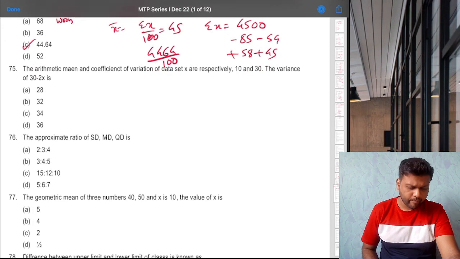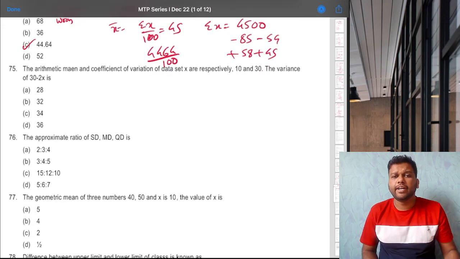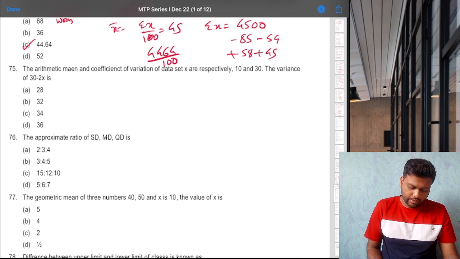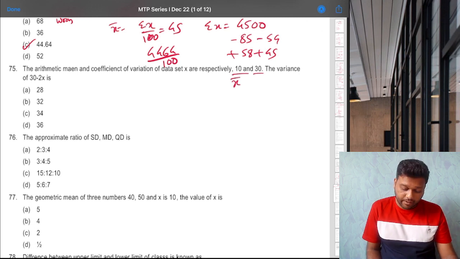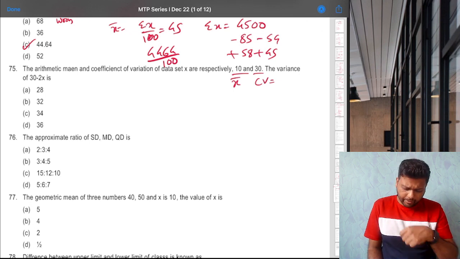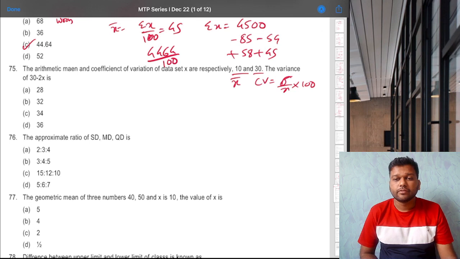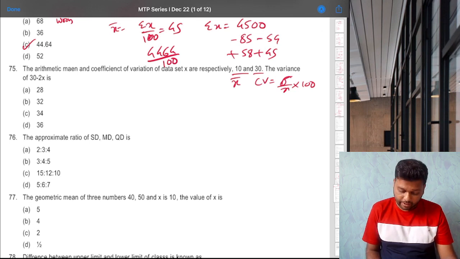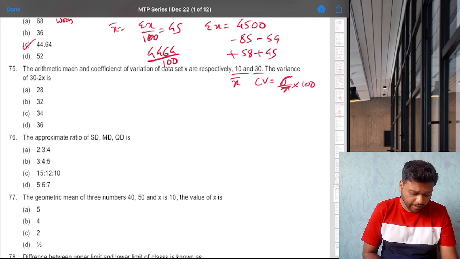Okay. Next, 75. The arithmetic mean and coefficient of variation of data set X are respectively 10 and 30. Okay, so this is X bar and this is CV. CV is what? Sigma by X bar into 100. Fine. Then they are asking what is variance of 30 minus 2x.